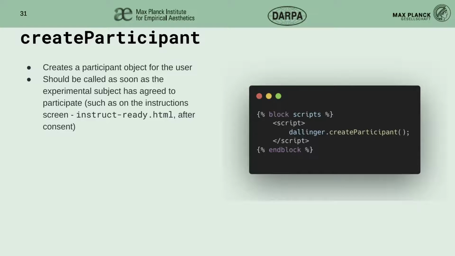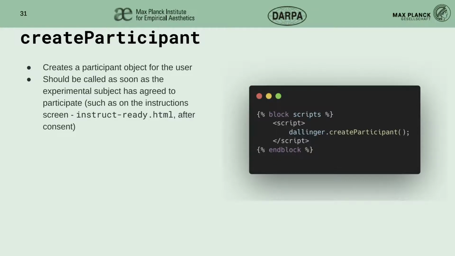The way most of the demos do it is on the instruct ready.html, which is the last bit of the instructions. They have this block script, Dallinger create participant. That will mean that once the page is loaded, it will make the call to the backend, and the Dallinger API JavaScript file will handle storing the data and making sure that everything is in place. So once this is there, the participant is registered and Dallinger knows about them.